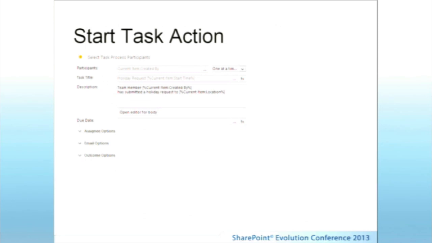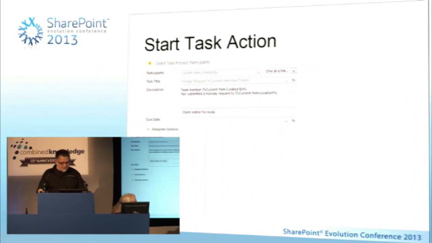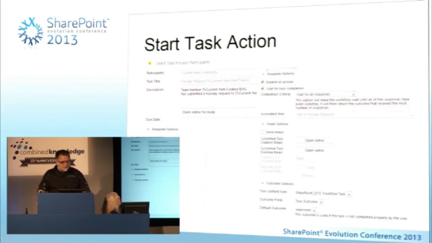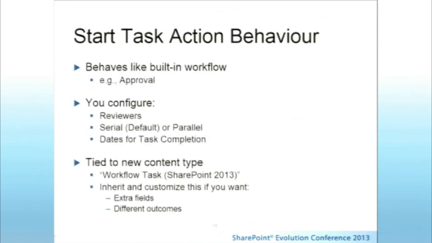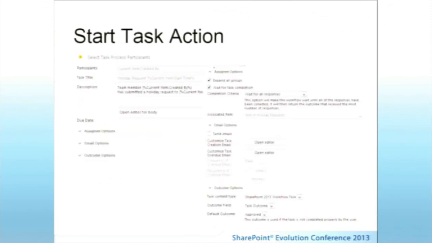So the first thing I have to do is tell you about task actions. All tasks look like this. This is the form for filling out a task and configuring one. There are a number of things you can fill out in terms of should it wait for a task to complete, should it expand groups, but ultimately it's the stuff down here at the bottom that I care about the most, which is over in the lower right-hand corner: which content type it is for the task, and what the column is you want to find the outcome in.